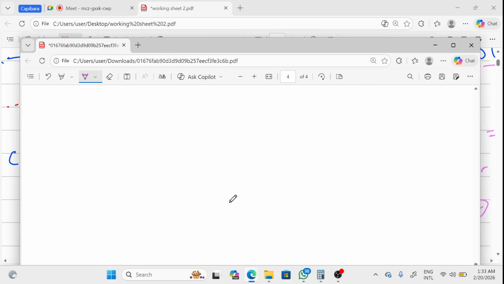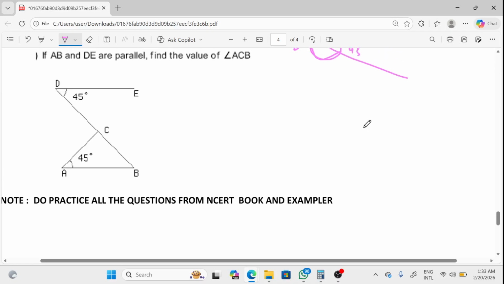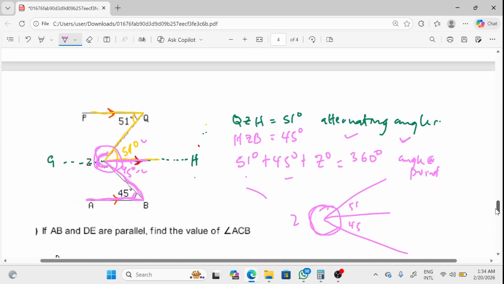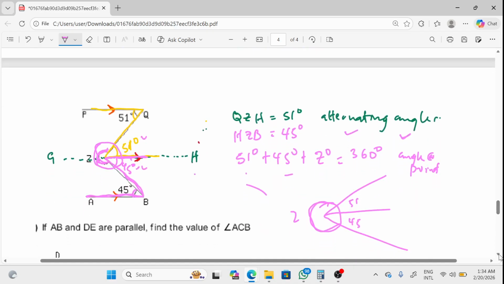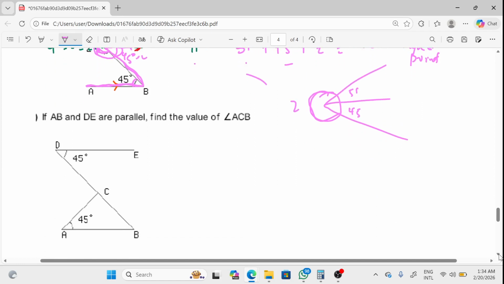You have to scroll down. Yeah, I have to scroll down. It's okay, I can see. Wait, scroll back up again. So if line AB and DE are parallel, find the value of angle ACD, ACB.